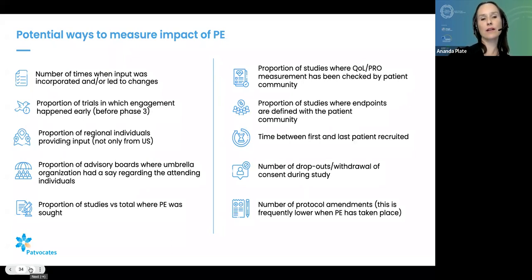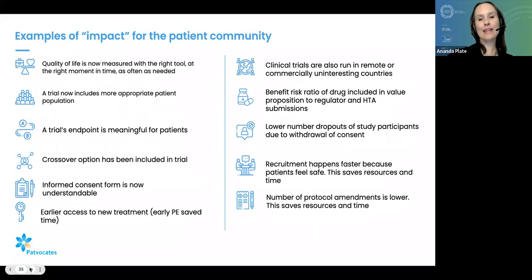So all of these things are areas where impact can be measured. Whether we've been successful or not, I can tell you later on. Next slide. And here, really, is how that impact could look in reality. There are different forms of success when it comes to meaningful patient engagement. I think anything that could make a patient's life better as a result of engaging the community is already a success, I would say.